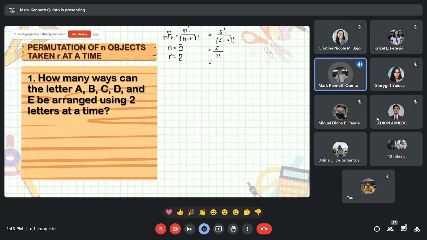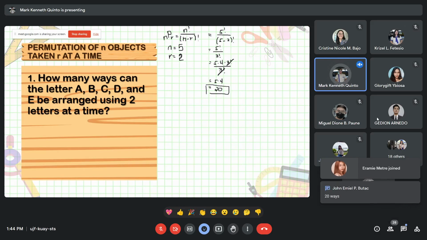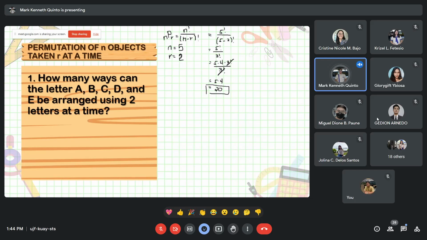So let's apply na rin yung short method. Since yung dating denominator is 3 factorial, yung 5 factorial, pag in-expand natin, is hanggang 3 factorial na lang. So we have 5 times 4 times 3 factorial, all over 3 factorial. So we can now cancel it out, and that is equal to 5 times 4, and that is equal to 20. So that is the easiest way to solve the permutation of n objects taken r at a time. Pero meron pang mas easy dyan. 20 ways, sorry. So we have 20 ways.